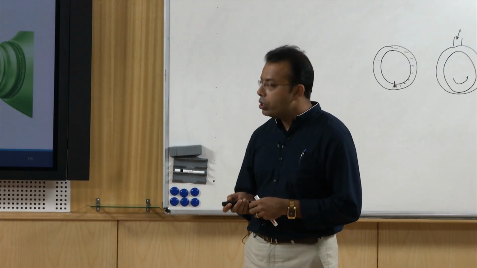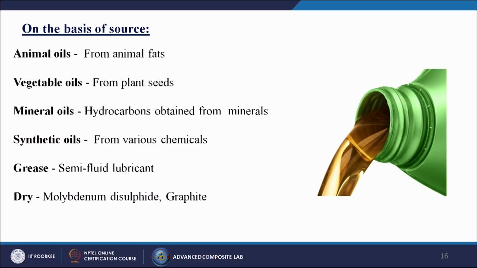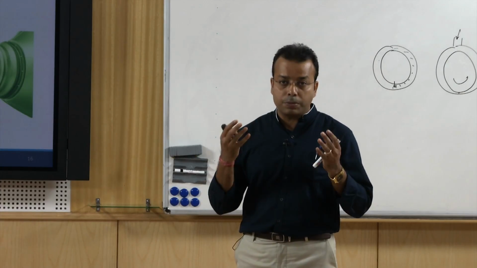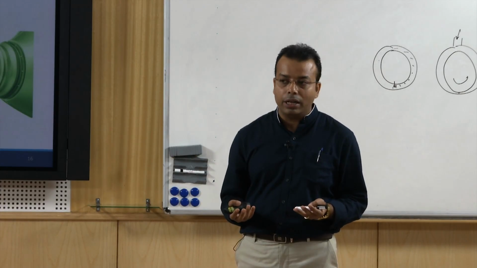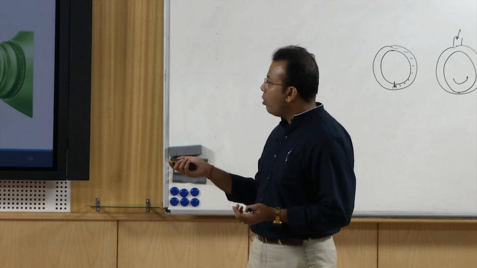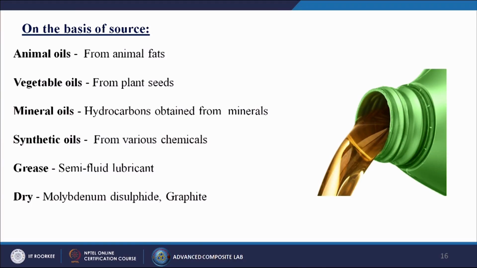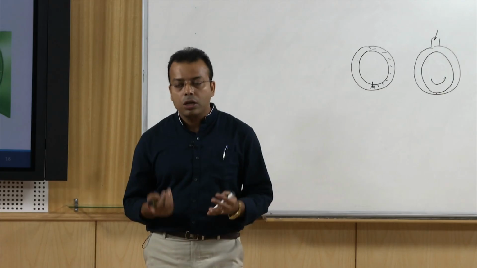On the basis of source, the first one is called the animal oils. From animal fats we get that kind of lubricating oil directly. Vegetable oil, from nature; in maximum cases this vegetable oil is biodegradable too, so it can't cause any kind of environmental hazard. Mineral oils, hydrocarbons obtained from minerals. Synthetic oils, as I already told, we prepare in our laboratory by doing reactions. Grease, a semi fluid lubricant, is also one kind of synthetic material. And dry, molybdenum disulfide or graphite. Dry means these are all solid lubricants.